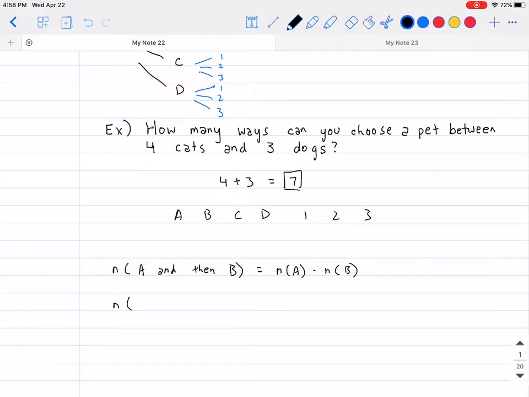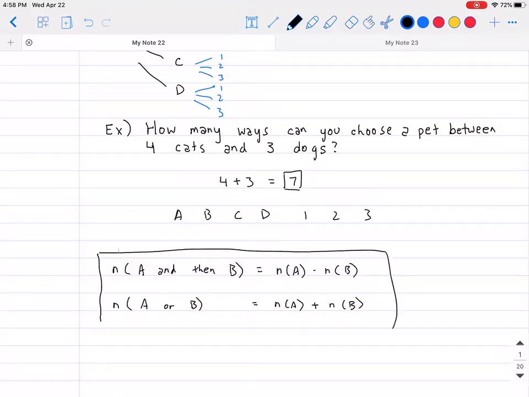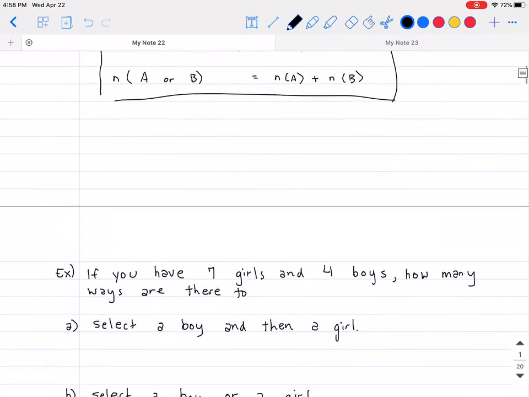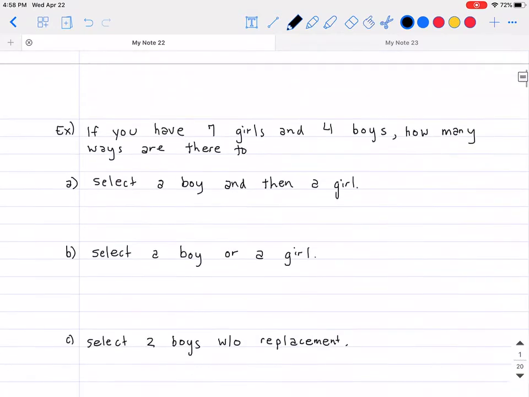Whereas if I want the total number of ways to choose from 2 things, and I want one or the other, one way of wording it is the number of ways of either A or B. In that scenario, we are going to add the 2 numbers together. So it'll be n of A plus n of B. This is basically what we're going to be depending on for this section in order to solve our problems.